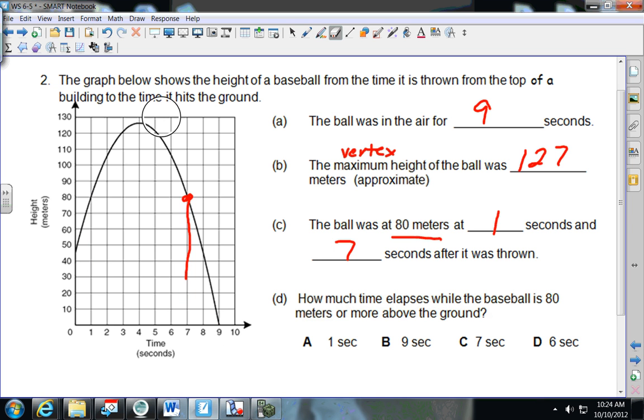Now, the next question says, you got to think about this a little bit. How much time elapses while the baseball is 80 meters above or more above the ground? So if we go to 80, it reaches 80 here. It goes up, it's still above 80, and it hits 80 again. How much time has elapsed between that? So you're trying to figure out how much time this is. Well, that's 1, 2, 3, 4, 5, 6 seconds, which is the 7 minus 1.